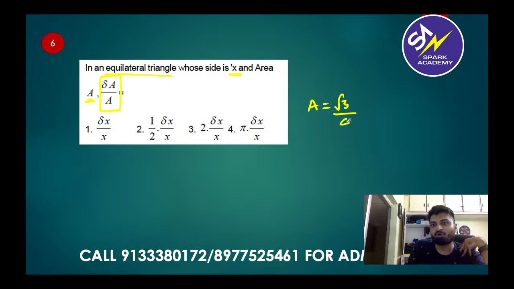Root 3 by 4 into side square. Correct? Root 3 by 4 side square. Sure, Gaurav. I'll share the PDF in the Telegram group. Okay? So this I can write as root 3 by 4 a square.